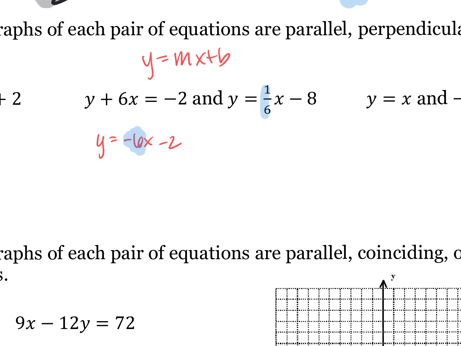Negative 6. And what's the slope of this one? Are they opposite and reciprocals? Yeah, therefore they are perpendicular. If anyone doesn't want to write all of those letters, you could always just do the perpendicular symbol, which is like this. I would totally accept this with no words because that totally means perpendicular.